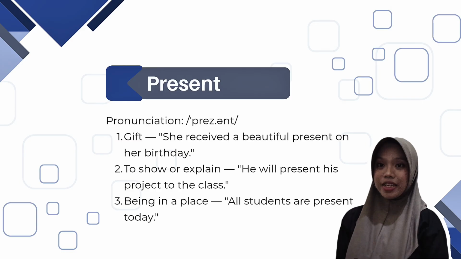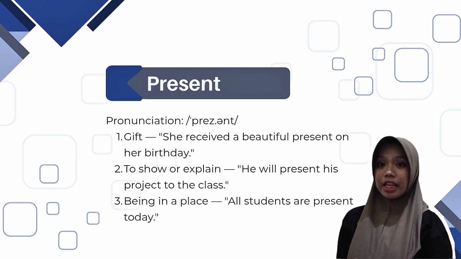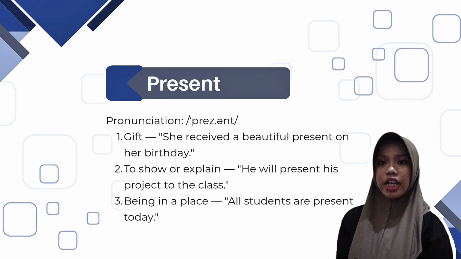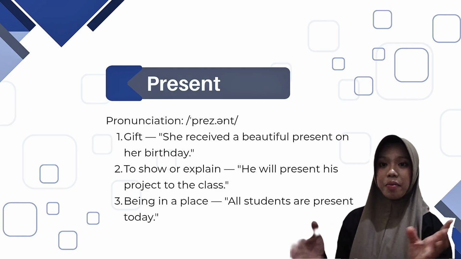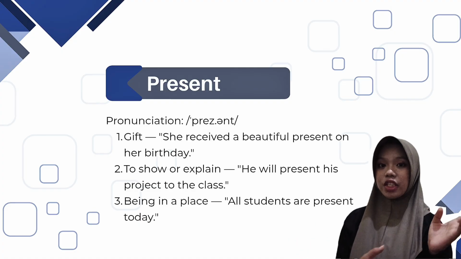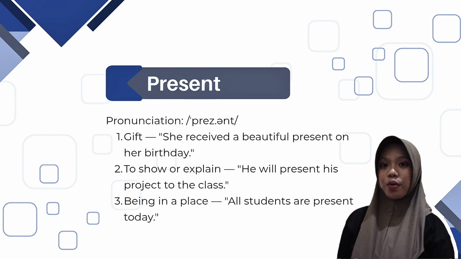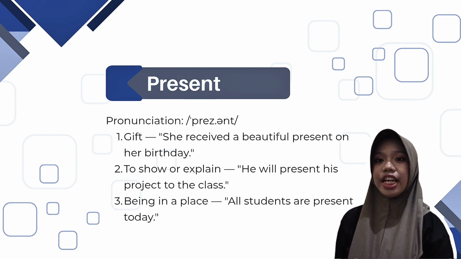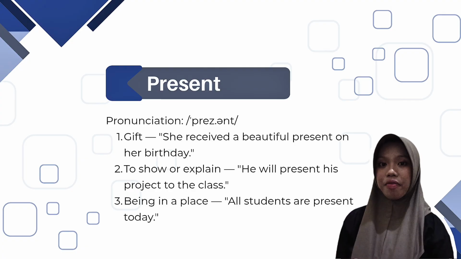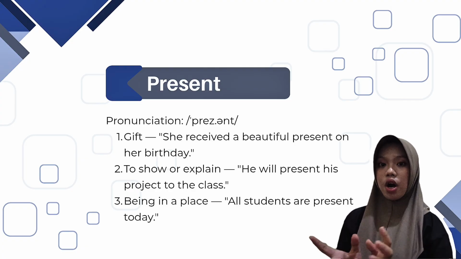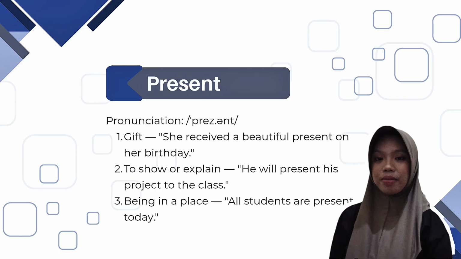The second word is present. Present can mean a gift. For example, my father gave me a birthday present. Present can also be a verb which means to show or explain something. For example, I will present my project tomorrow, as I do now. I present my presentation. In addition, present can be an adjective meaning being in a place. For example, all students are present today.